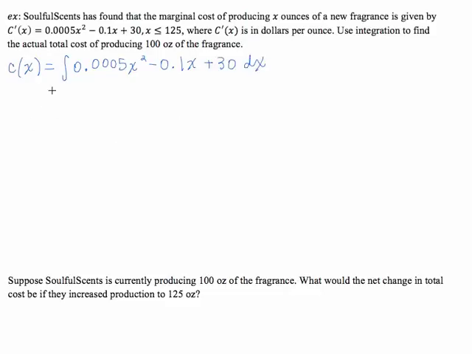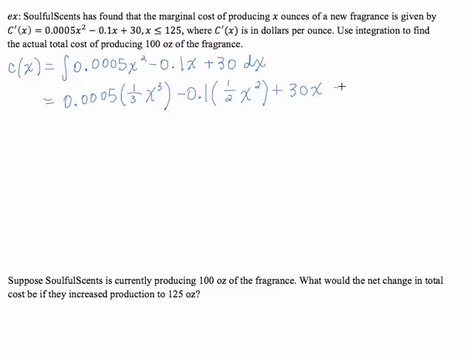Okay, so anti-differentiating that, we split it into three antiderivatives and pull out the constants. So we get 0.0005 times the antiderivative of x squared. Add 1 to the exponent to get 3, so it's 1/3 x cubed. Then the antiderivative of the next term is minus 0.1 times the antiderivative of x to the first, which is 1/2 x squared, plus the antiderivative of 30 is 30x.